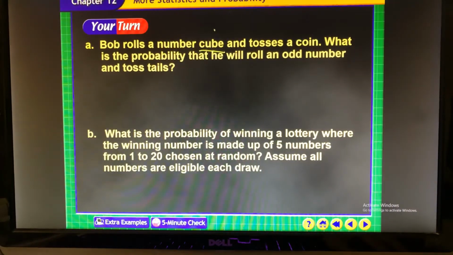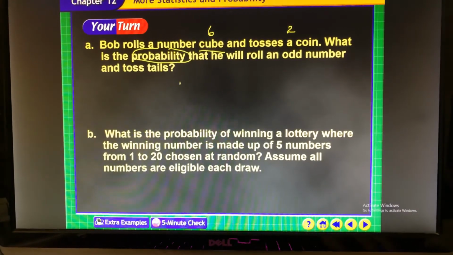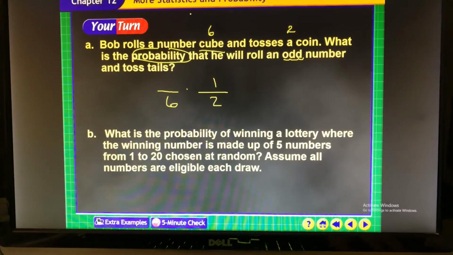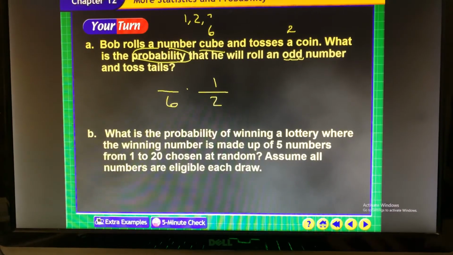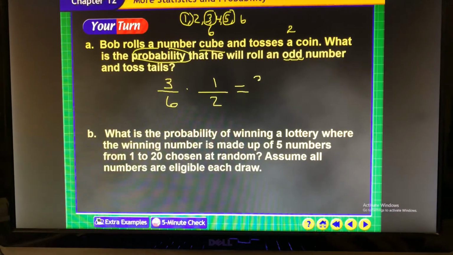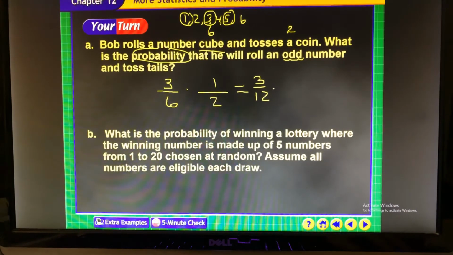Bob rolls a cube and tosses a coin. What is the probability fraction? So I know this is 6 and I know this is 2. That he rolls an odd number and tosses a tail. Well, we know we're only 1 tail. Odd number, I want you to think you got 1, 2, 3, 4, 5, and 6 on a number cube. So we have how many odd numbers? Yep. So multiply, you get 3/12 or 1/4. You should always simplify.